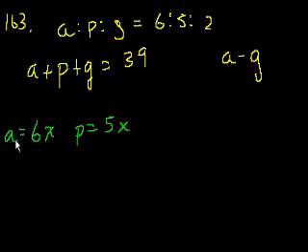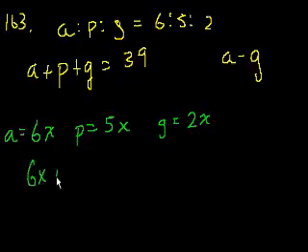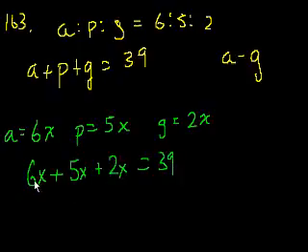Because the ratio of the apples to the peaches is 6 to 5, right? So if you did 6x over 5x, you'd get 6 to 5. And by the same logic, then the grapes would be 2 times that same number x. And all the ratios would work out. So we could substitute all of these back into that equation, and you get 6x plus 5x plus 2x is equal to 39. 6 plus 5 is 11 plus 2.